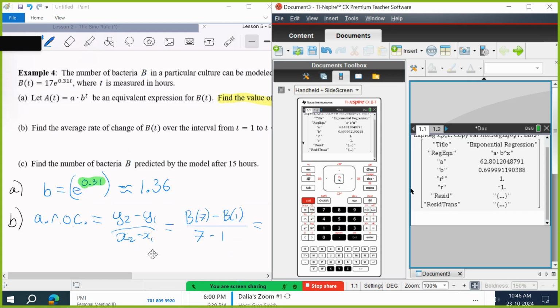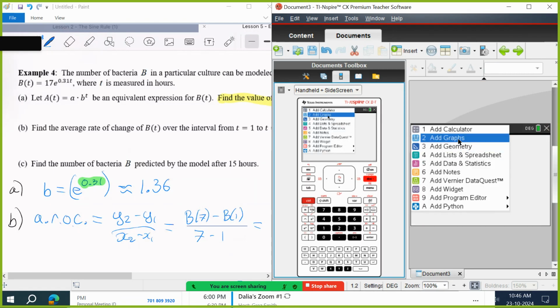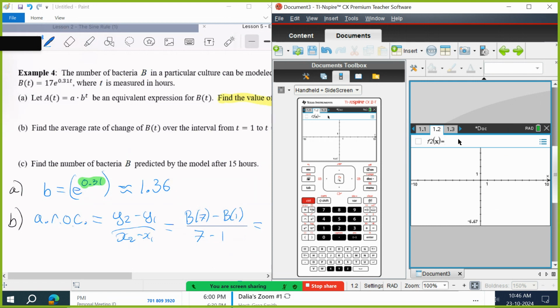Alright, so let me show you how I'd make this calculation on my calculator. We're given the model here. So I'm going to go to the calculator. I'm going to press Control, add a page. I'm going to add a graph. In the graph, noticing I'm on f2, f2 is the function I'm entering it into.